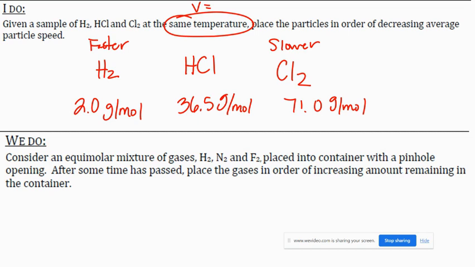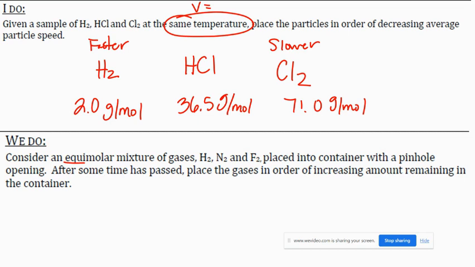All right. We're considering equimolar. What's equi mean? Equal. Okay. Equimolar. So that means that it has the same number of moles. So you want to imagine we got 1 mole of each of these things. Okay. They are placed into a container. There's a little pin opening. After some time has passed, place the gases in order of increasing amount remaining in the container.